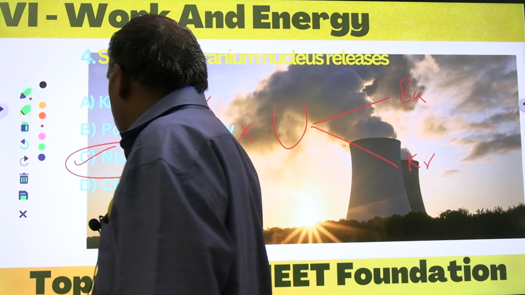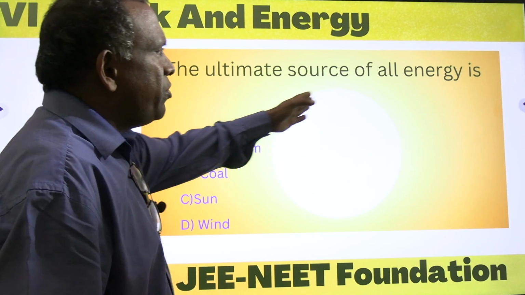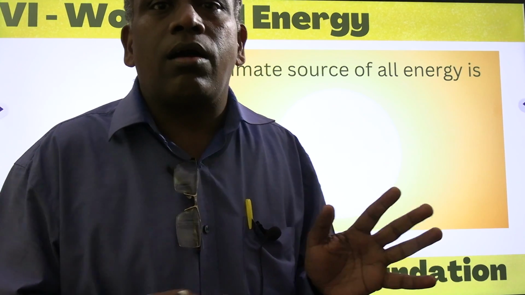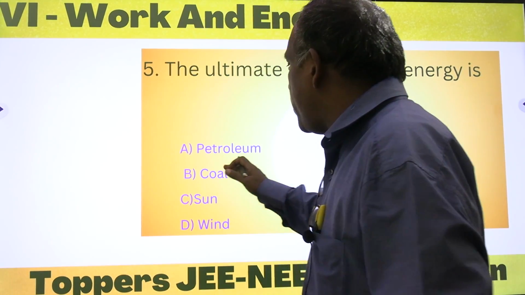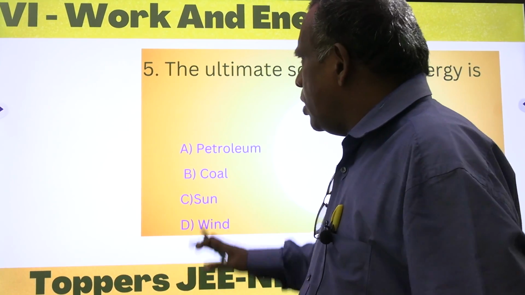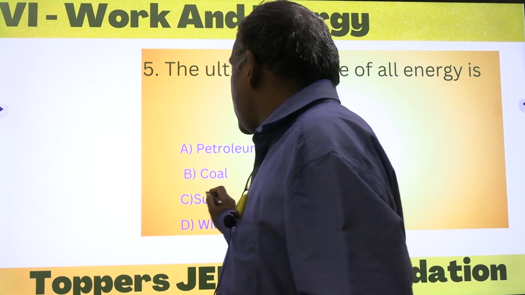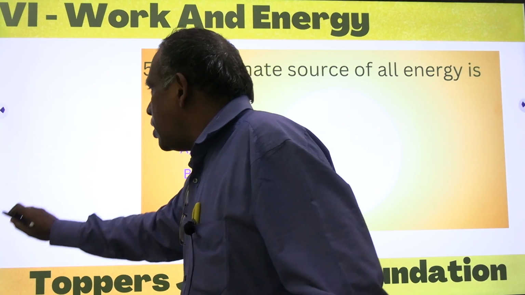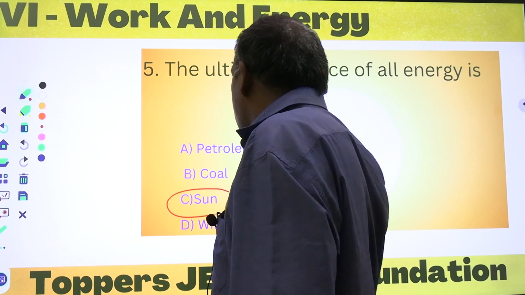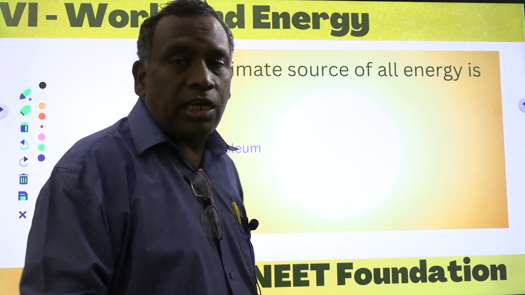So the next question: the ultimate source of energy is... The ultimate source means where all these energies are coming from, that is the question here. Option A petroleum, option B coal, option C sun, option D wind. The ultimate source of all energies, the answer is the sun, because if you observe the diagram here, it is the sun only.